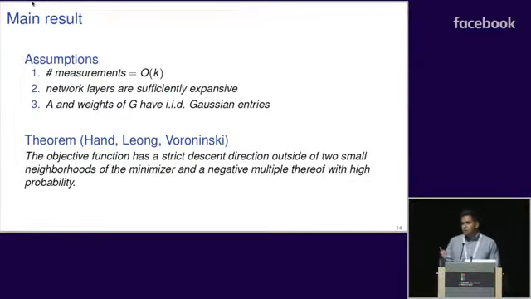So if the number of measurements is linear in K, the network layers are sufficiently expansive, so they grow in a certain way, and the measurement matrix A and the weights of our generative model have IID Gaussian entries. If we take a step back and think about why generative models performed so well, it was that they have lower dimensional representations, meaning that this K parameter can actually be lower than the sparsity in some cases. And this can be directly exploited, by the empirical risk minimization problem that we showed, which optimizes over the range of the generative model.